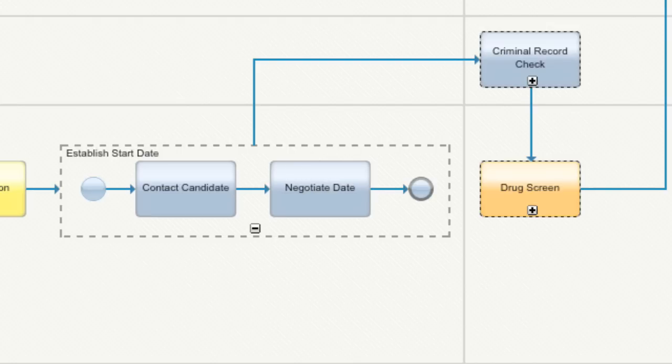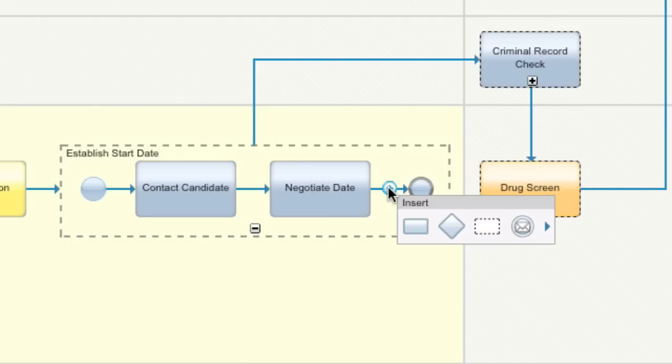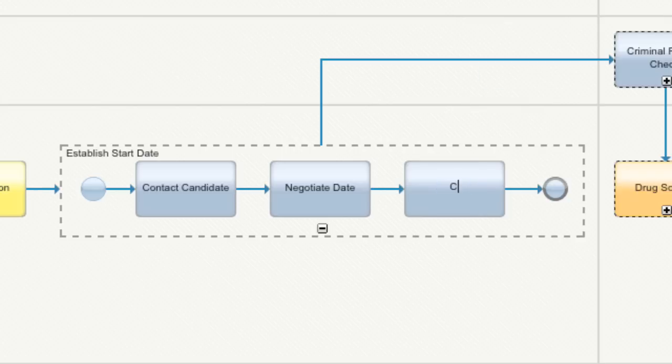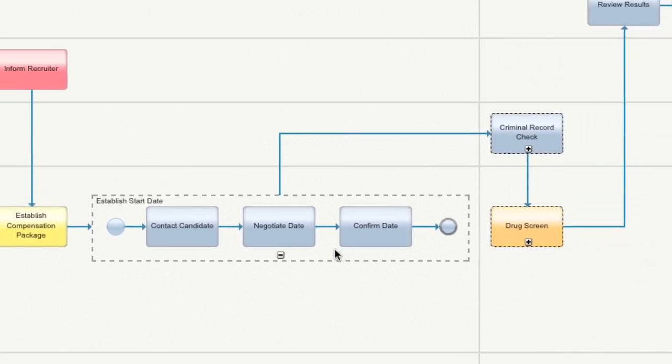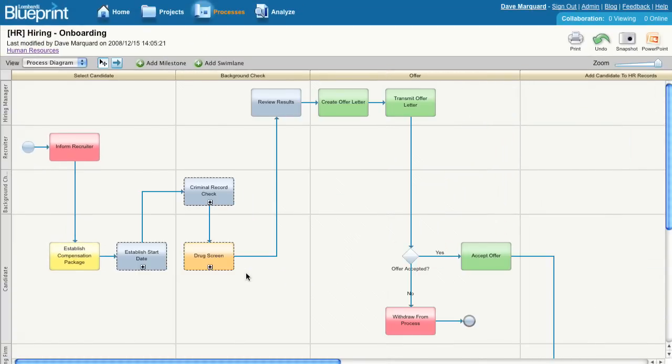For example, first I contact the candidate, then I negotiate a start date, and then confirm the start date with the candidate. When it comes time, I can click the minus button at the bottom of the box to collapse the subprocess and show only the appropriate level of detail as necessary for my audience.